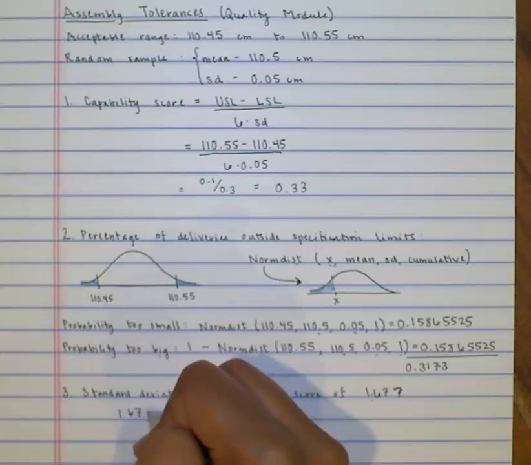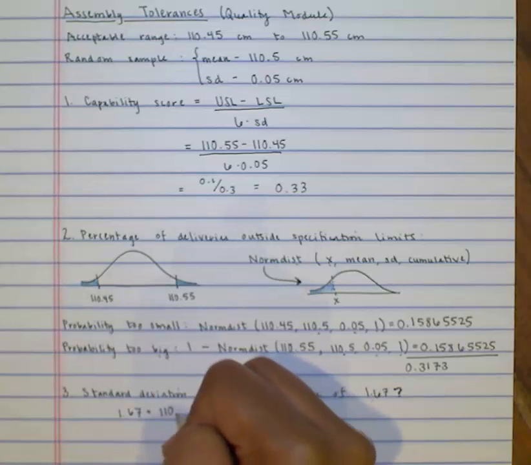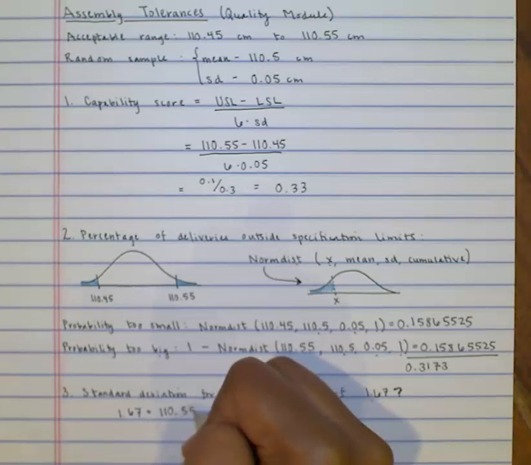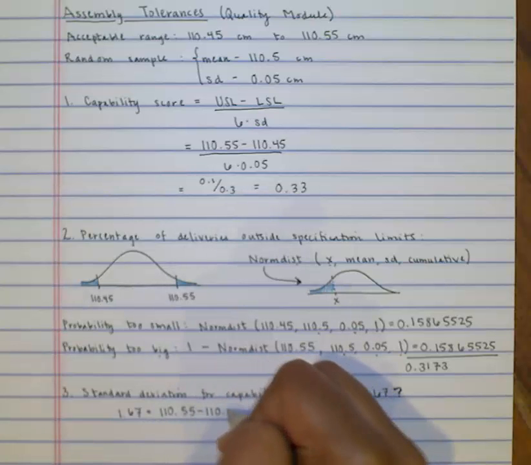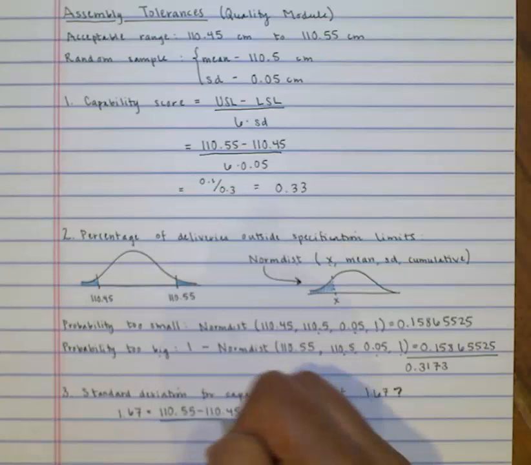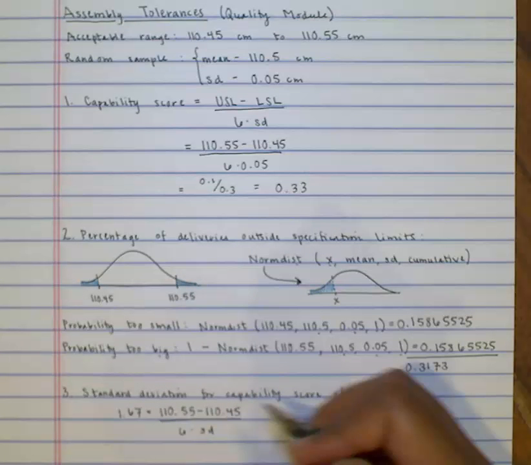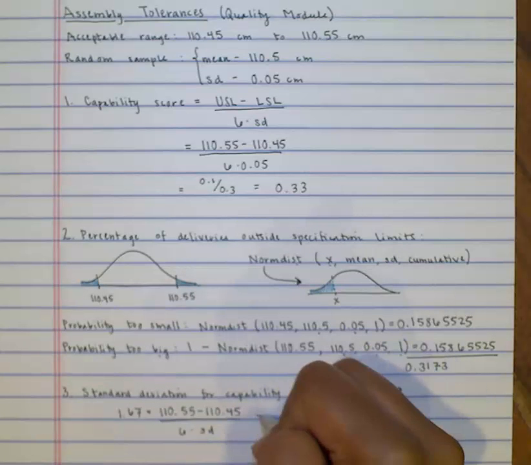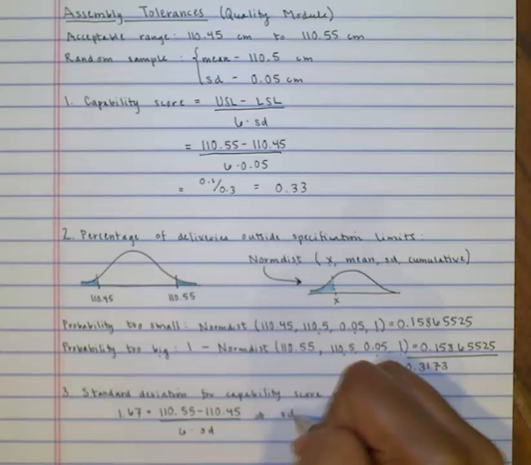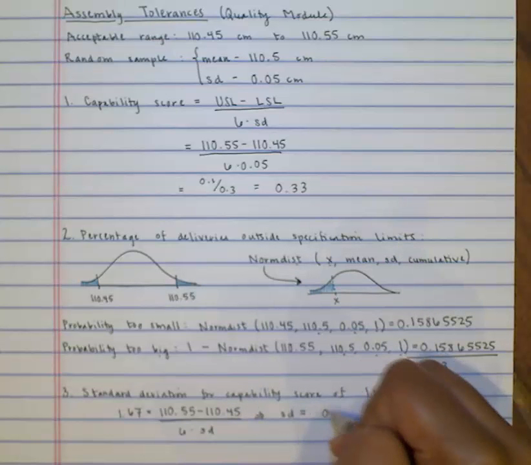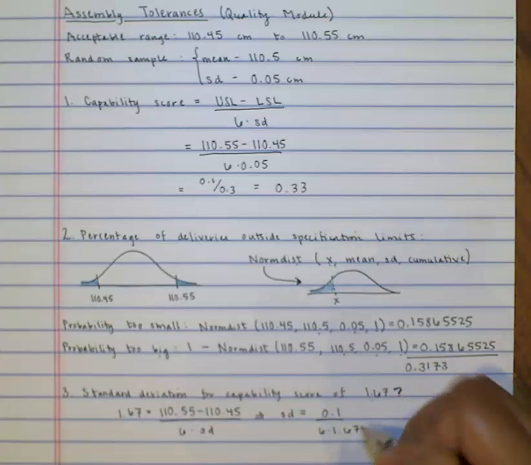We have 1.67 equals 110.55 minus 110.45 divided by 6 times the standard deviation. Solving for the standard deviation, we have that this equals 0.1 divided by 6 times 1.67, which equals 0.01.